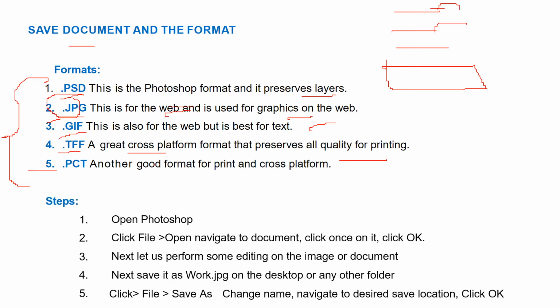So what is the way to do it? First, we open Photoshop, we go to the document, we click OK, then we perform some editing, then we save it, and we can save it with another name also. Before we go ahead, let me show you how this is done.